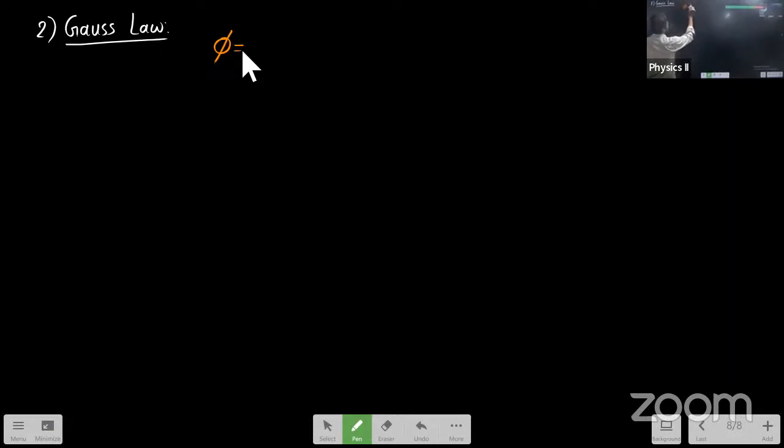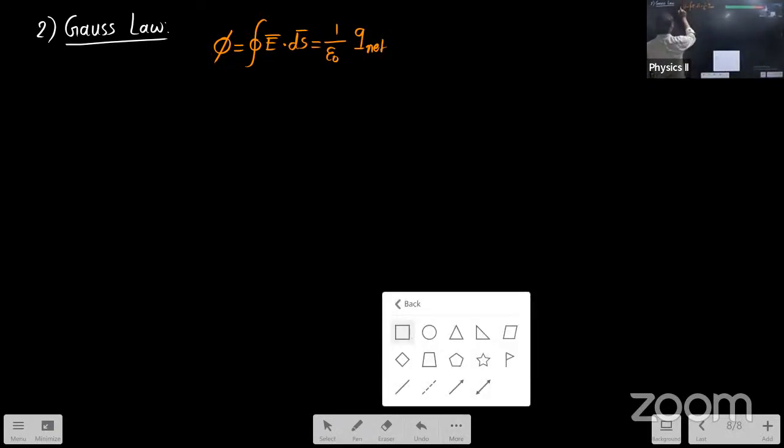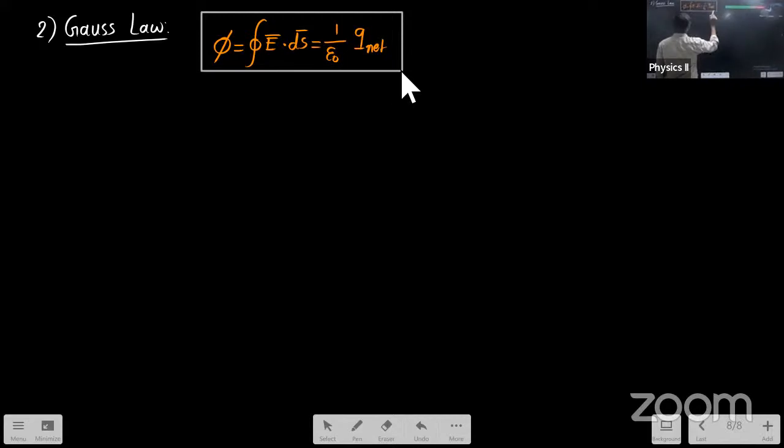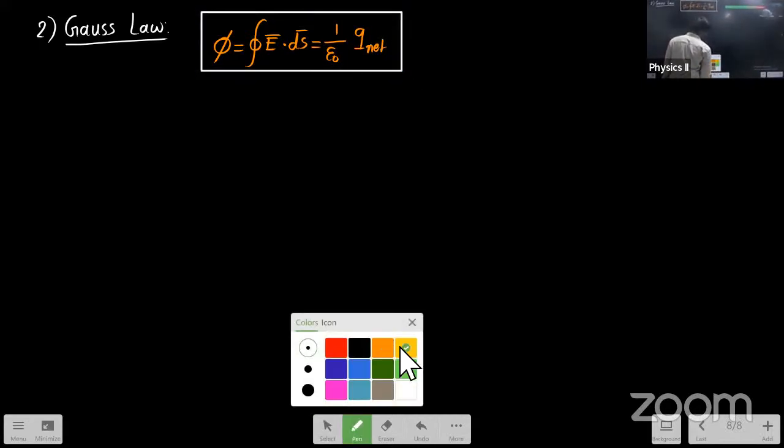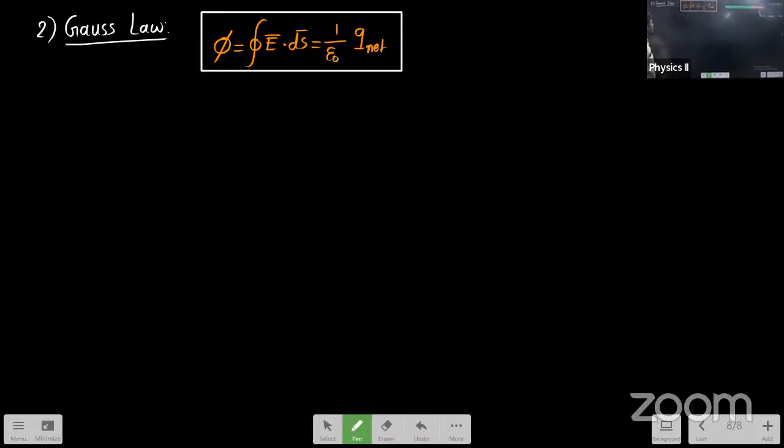Phi is equal to integral E bar dot ds bar is equal to 1 by epsilon naught Q net. If you are able to remember this formula, then you can write the entire answer without reading a single point. Let us see here. First of all, we will be writing the statement. After that, we will be writing some important points. In the examination, we will be getting: state Gauss law and write down some importance of that law.